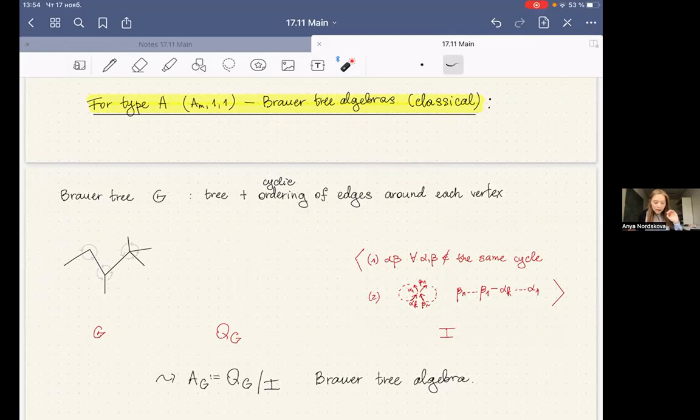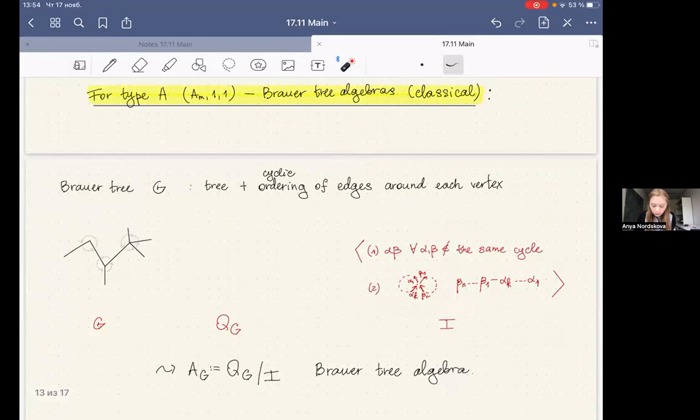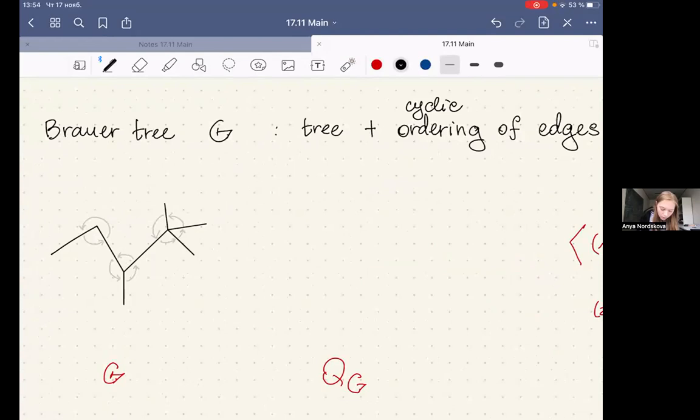Okay, so what is a Brauer tree algebra? I start with a tree with a cyclic ordering of edges around each vertex, and it is customary to just depict it in the plane, to embed it in the plane, and consider the order which is induced by the orientation of the plane. So here I have clockwise orientation. So this is how my edges are oriented.